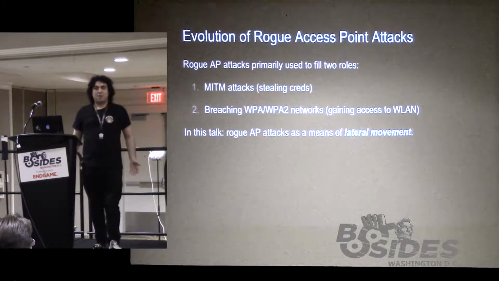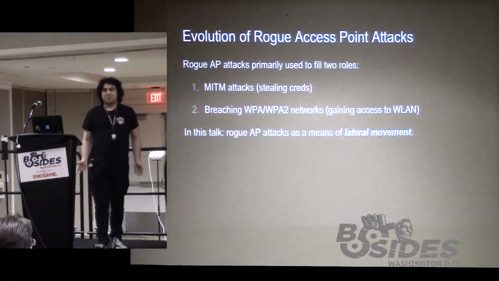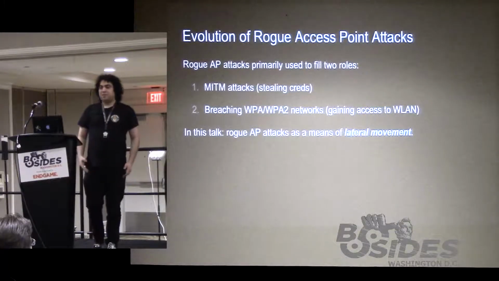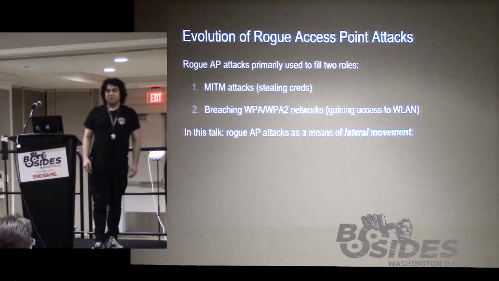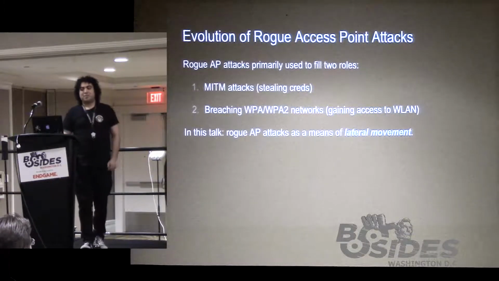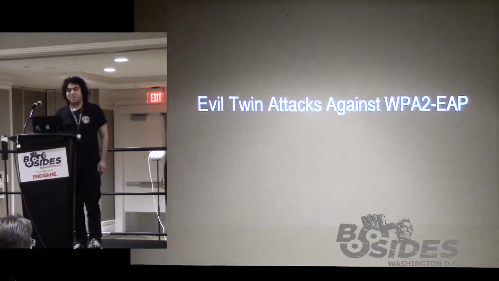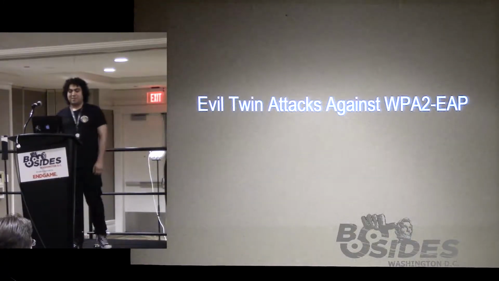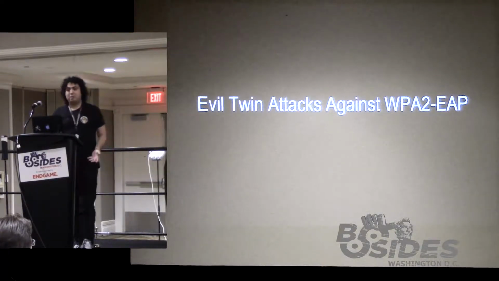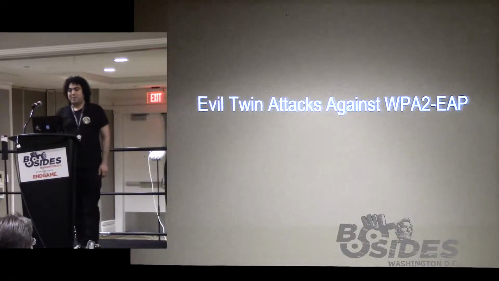Rogue AP attacks, however, primarily are used to fill one of two functions. The roles that they fall into are either man-in-the-middle attacks, which you can use to steal credentials for things, or they're used to breach WPA or WPA2 networks, the ones that use EAP. So in this talk, we're going to do something a little bit different. We're going to talk about rogue AP attacks as a means of lateral movement. So before we continue, we also should talk about how you would use a rogue access point attack to breach a WPA2 EAP network.